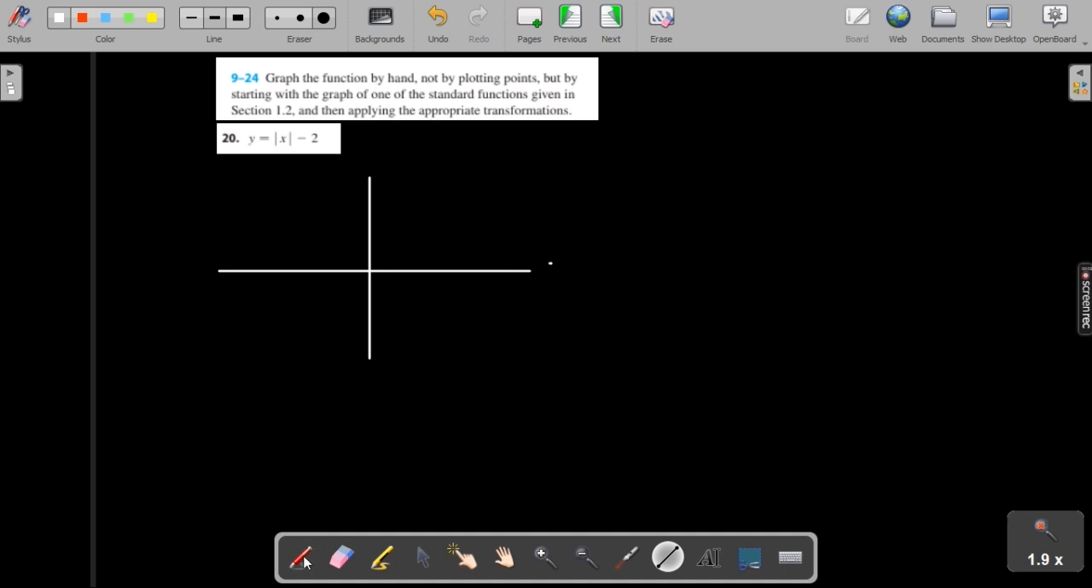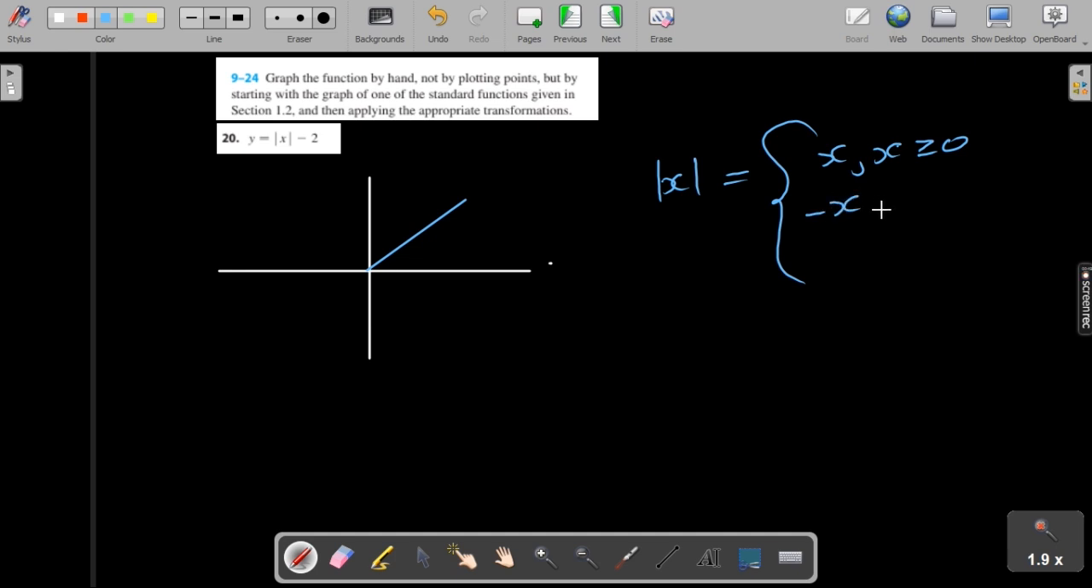So when x is positive, then we'll just have x, right? So that's how the piecewise function works. Remember, when you have this absolute value of x, then you're going to have x if x is greater or equal to 0, and you're going to have negative x if x is less than 0.